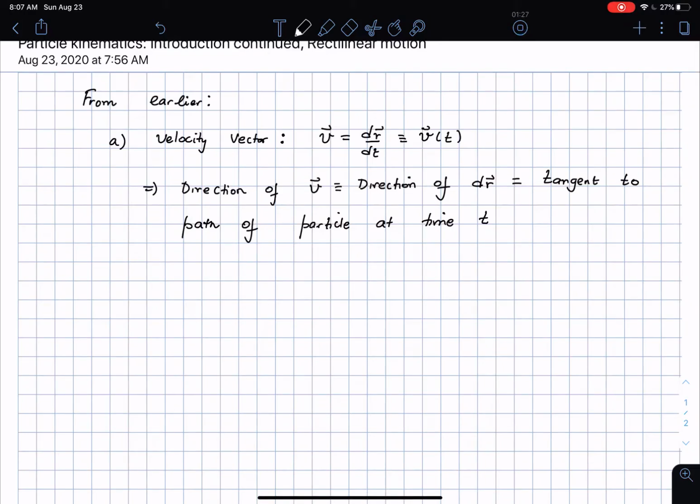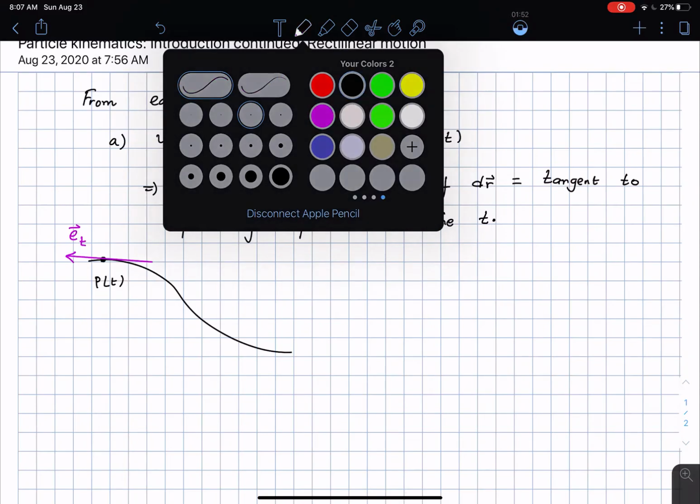Okay? And if we had to draw a figure for this, we said that okay, if this was the general path of the particle, and if the particle is sitting here, if this was like p of t, then I could say that here is the tangent to the path, and this is the unit vector e suffix t in the direction tangent to the path, and using that I could write the following.